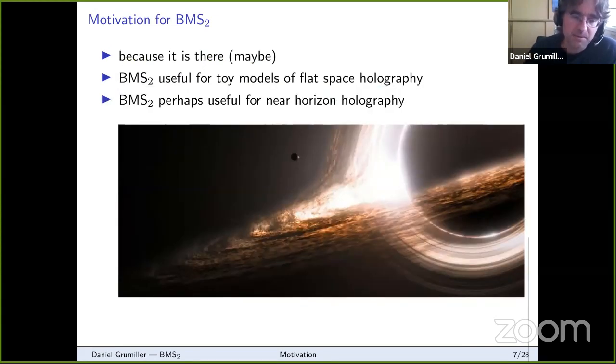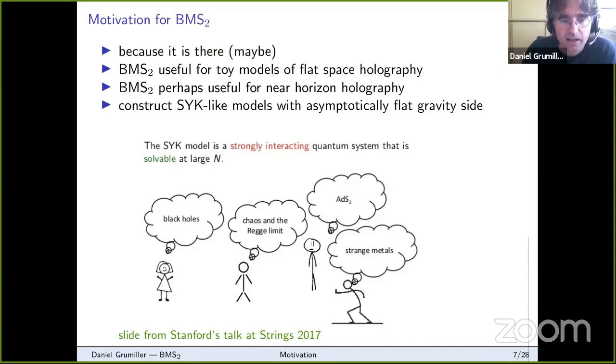It might be useful for near horizon holography, just because generic aspects of the horizon are that you have a null hypersurface. So you need one space and one time dimension, then some extra internal dimensions. So maybe some essential part of what happens near horizon is captured already by the two-dimensional part of it, which you usually depict in the Penrose diagram. And finally, one goal is to construct SYK-like models, but not in asymptotically anti-de Sitter space or nearly asymptotically anti-de Sitter space, but in asymptotically flat gravity.